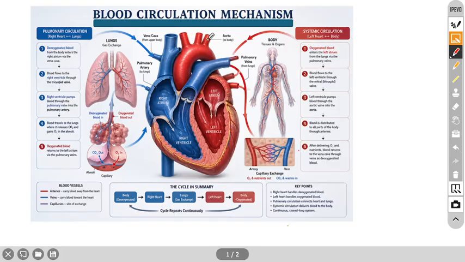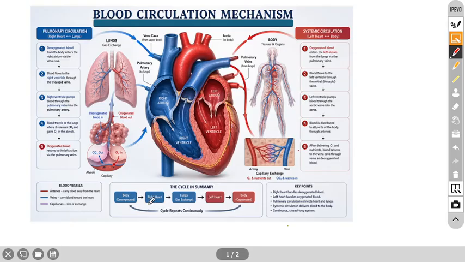After delivering O2 and nutrients, blood returns to the vena cava through the veins as deoxygenated blood, which is called veins. Arteries carry the oxygenated blood and veins carry the deoxygenated blood.